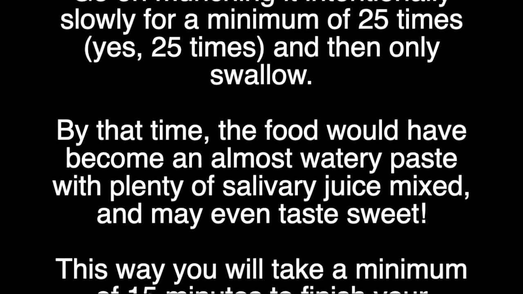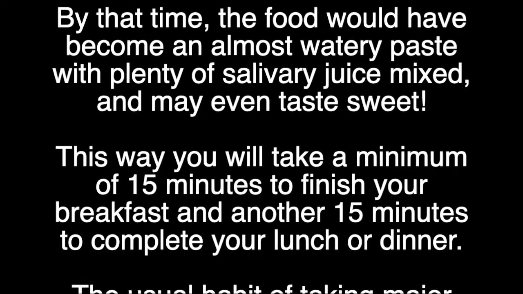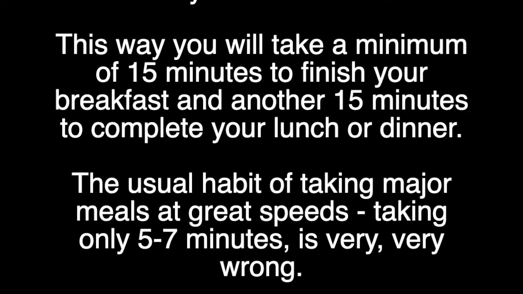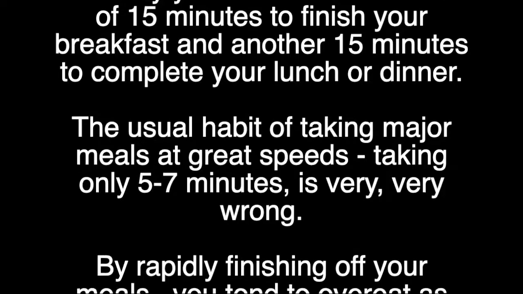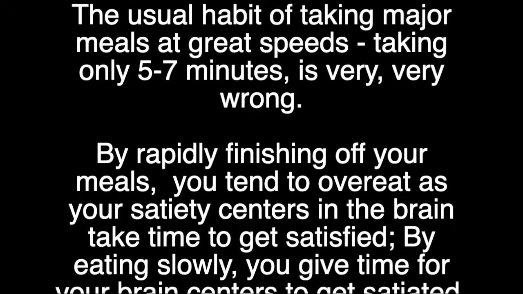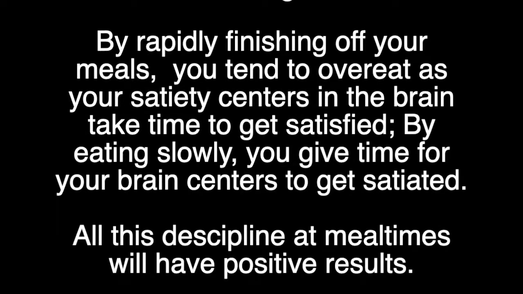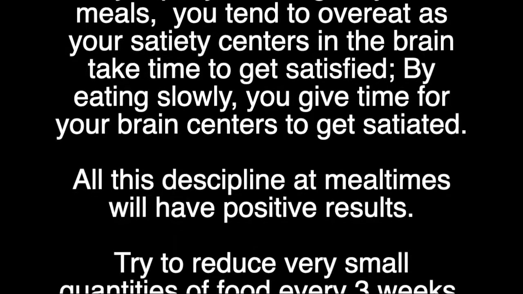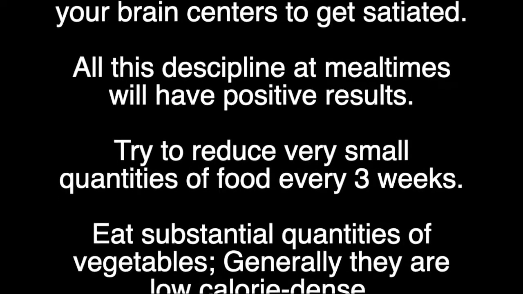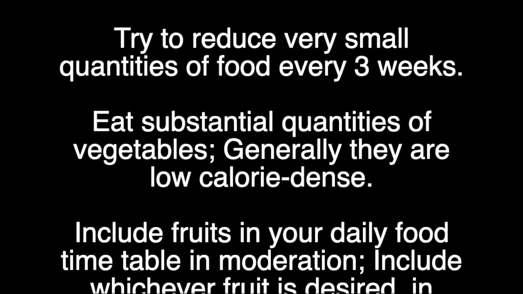By that time, the food would have become an almost watery paste with plenty of salivary juice mixed and may even taste sweet. This way, you will take a minimum of 15 minutes to finish your breakfast and another 15 minutes to complete your lunch or dinner. The usual habit of taking major meals at great speeds, taking only 5 to 7 minutes, is very, very wrong. By rapidly finishing off your meals, you tend to overeat as your satiety centers in the brain take time to get satisfied. By eating slowly, you give time for your brain centers to get satiated. All this discipline at meal times will have positive results. Try to reduce very small quantities of food every 3 weeks only.